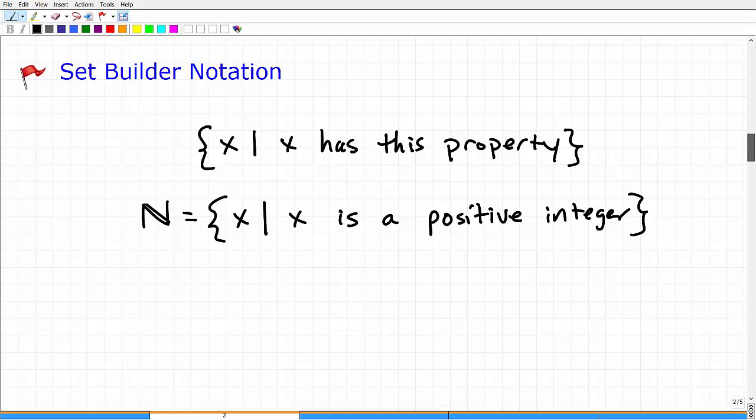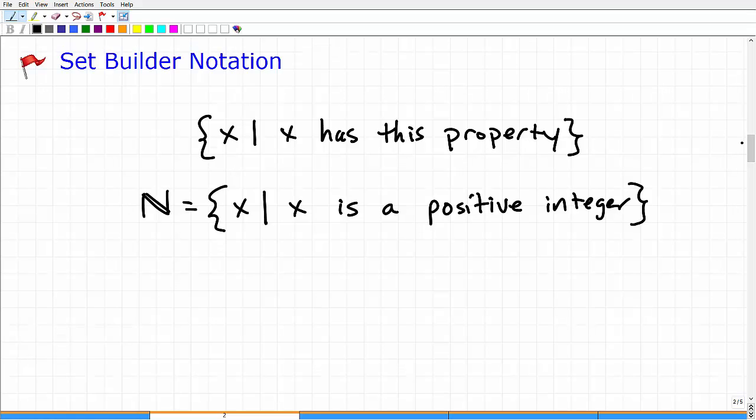Now, set builder notation, this is obviously another way to express intervals, okay? And sets, all right? So obviously here we've got the word set. So a set, if you recall, is just a collection of items, okay? So it's kind of like a team, all right? So if I have a collection of items, A, B, C, D, all these guys are called the elements of this set, and then these brackets indicate that this is a set.